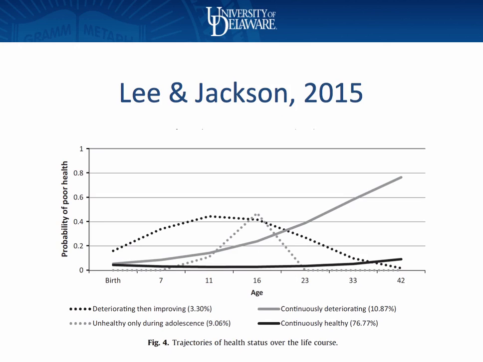In reality, health changes throughout the life course, and individuals experience varying combinations of childhood and adult health. What is interesting in the Lee and Jackson article is that they looked at health trajectories. They plotted health over time, and they found 4 different trajectories. A person's health either deteriorated and then improved, or it continuously deteriorated, or they were only unhealthy during adolescence, or they were continuously healthy. So by creating these trajectories, we can identify persons at risk for poor health, and if we know who's at risk, we can then go ahead and design interventions at the crucial time point.